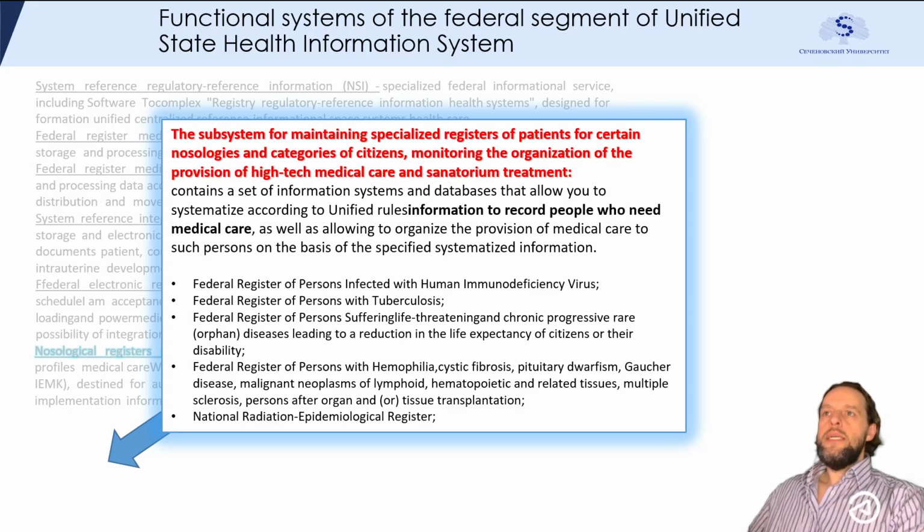In the subsystem for maintaining the specialized registers for patients of different specialized nosologies, there will be information about patients who will need additional support, specialized support, and this registry will, for example, cover register of persons infected with human immunodeficiency virus, persons with tuberculosis, persons suffering chronic progressive rare diseases, orphan disease. It will be other types of conditions which require additional medical support.